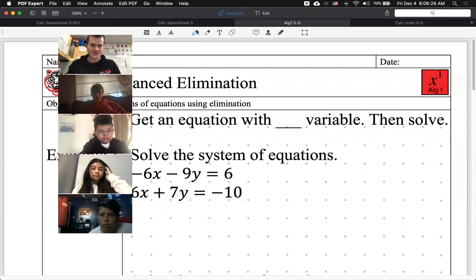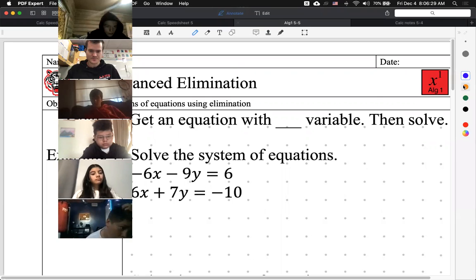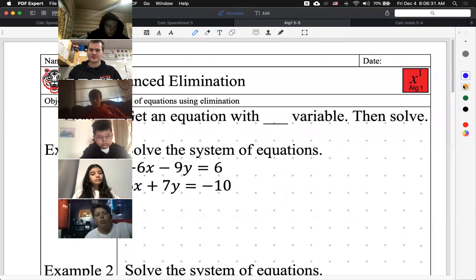All right, so this is Algebra 1, Lesson 5-5. Today we are talking about advanced elimination. Yesterday we did the scaffolded lesson on how to do today's lesson.